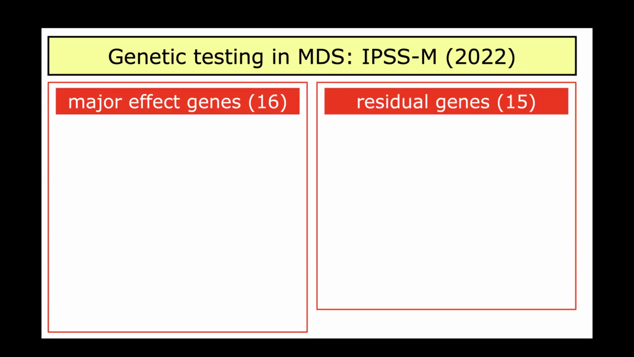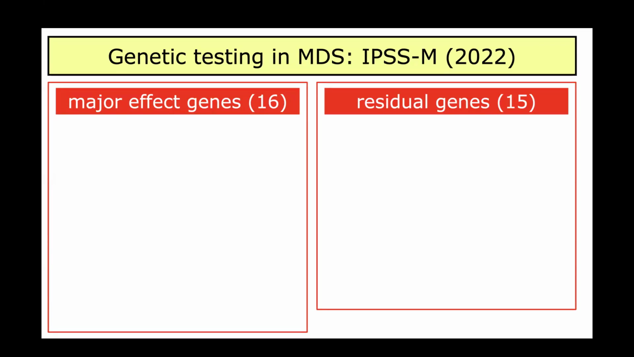But wait, there's more. So we talked about the IPSS from 1997. We talked about the IPSS-R from 2012. And now 10 years later, 2 years ago, emerged the IPSS-M, which for the first time in terms of prognostication, this is prognostication, not classification, and not diagnosis, has entered into the realm of 31 genes that are relevant for characterizing prognosis using mutations. There are 16 so-called major effect genes, 15 so-called residual genes.